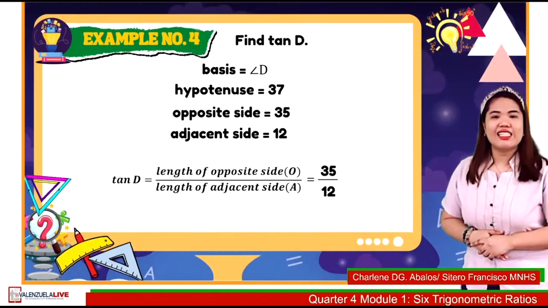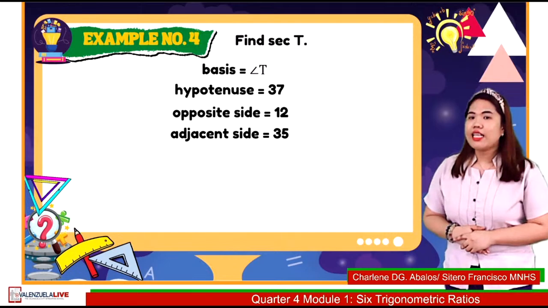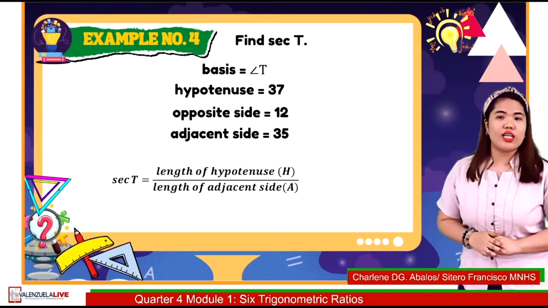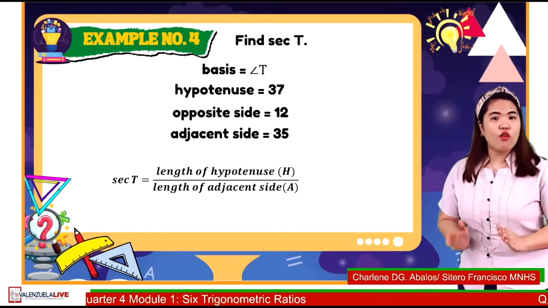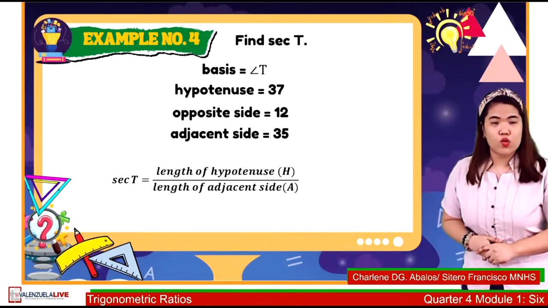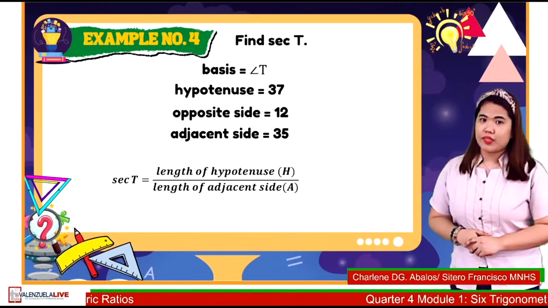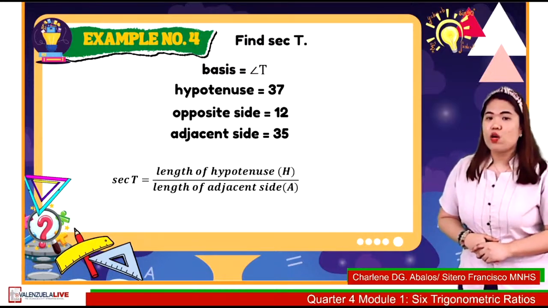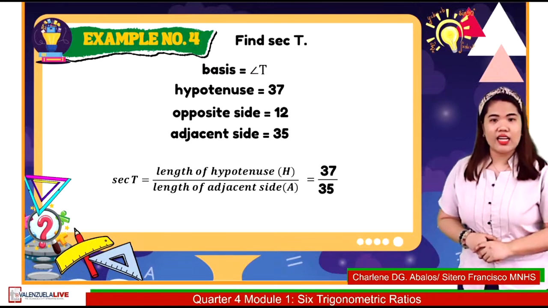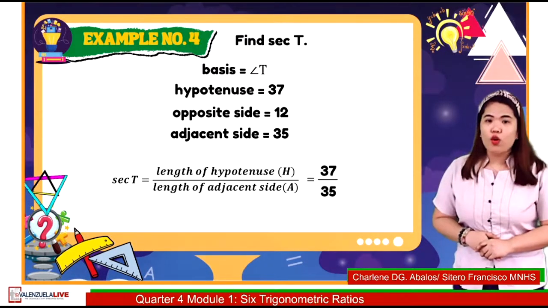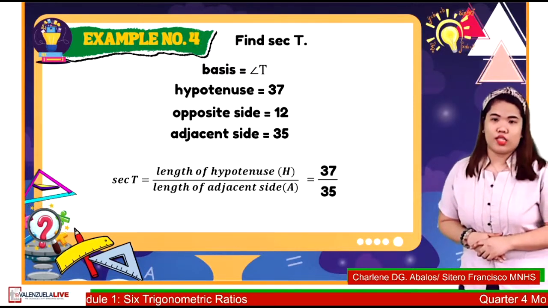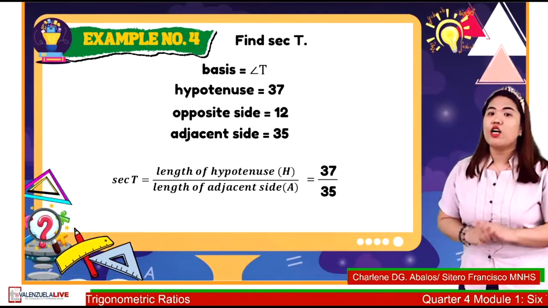Lastly, find secant T. Secant T is the reciprocal of the cosine ratio. If cosine ratio is equal to adjacent side over hypotenuse, then secant ratio is hypotenuse over adjacent side. The length of the hypotenuse is equal to 37, and the length of the adjacent side is 35. Therefore, we have the trigonometric ratio of secant T, which is equal to 37 over 35.